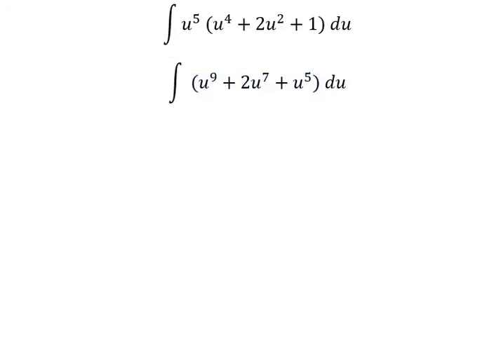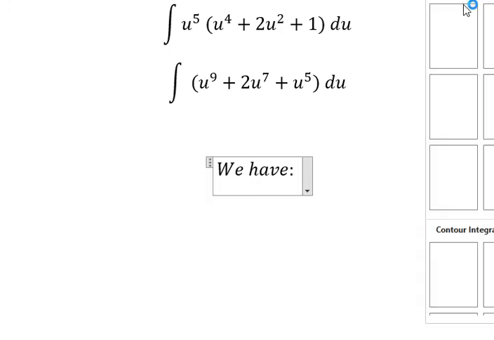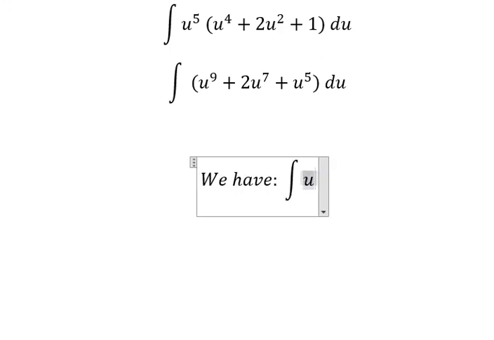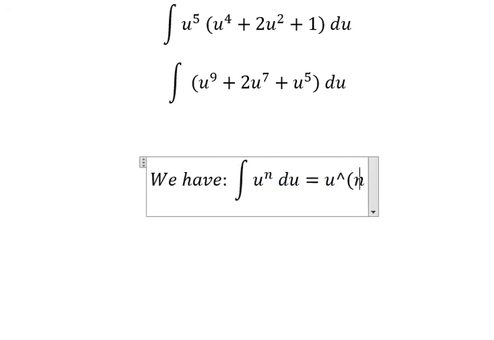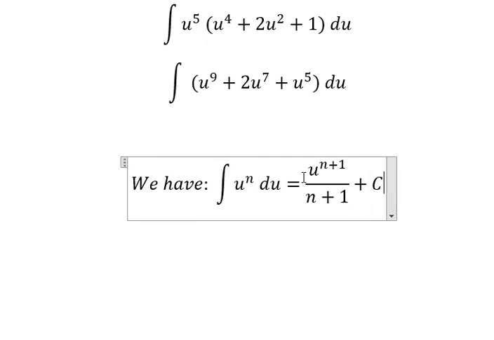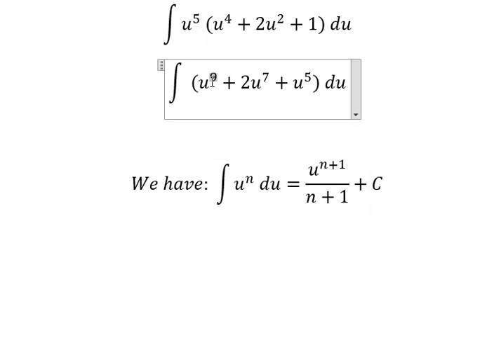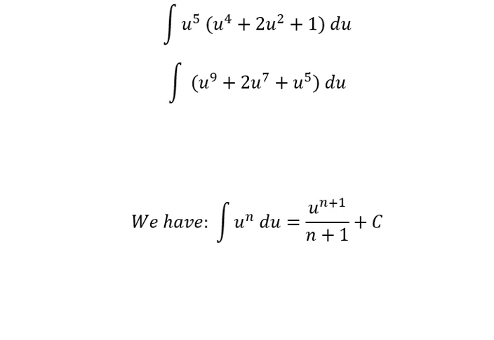Now we have the formula in here. The integration of u to the power of n du, we have u to the power of n plus 1 over n plus 1, and I will put c. About this one, we have 9. 9 will change for n, so 9 plus 1, we have 10. So we have u to the power of 10 over 10.